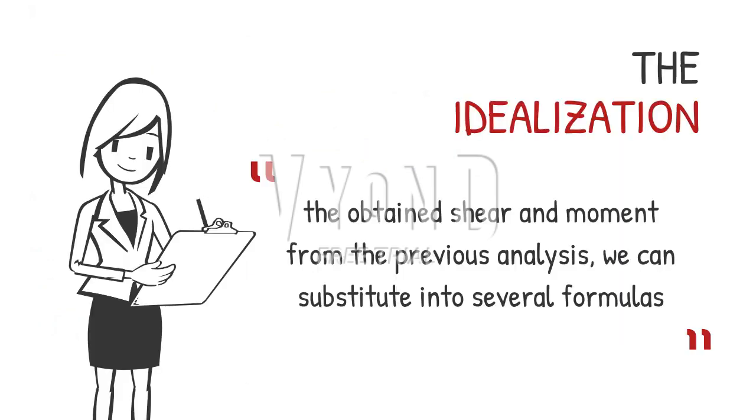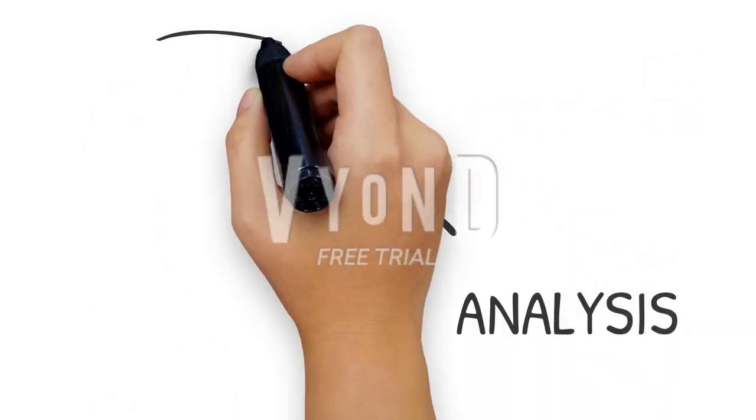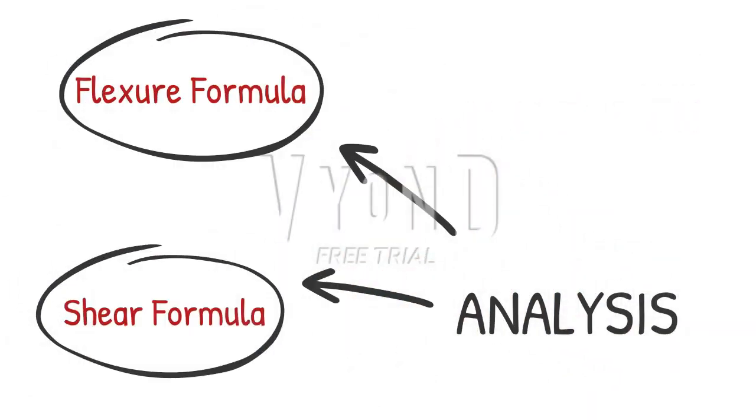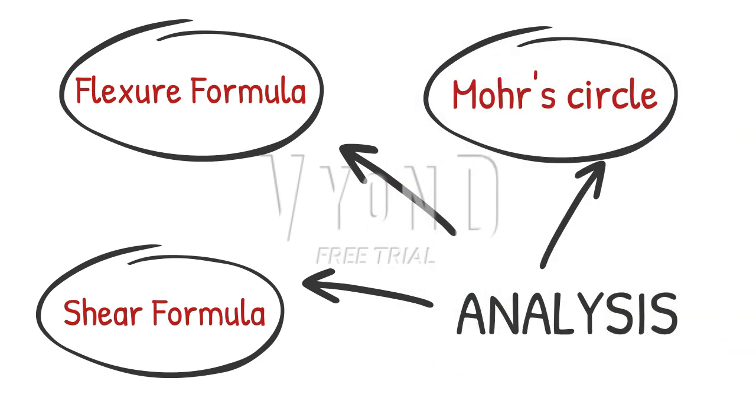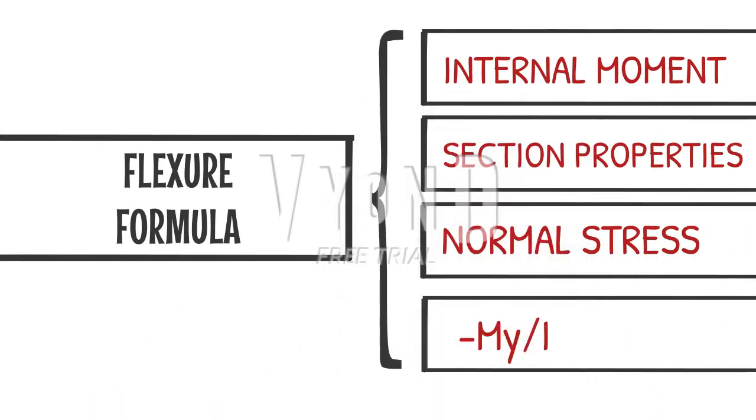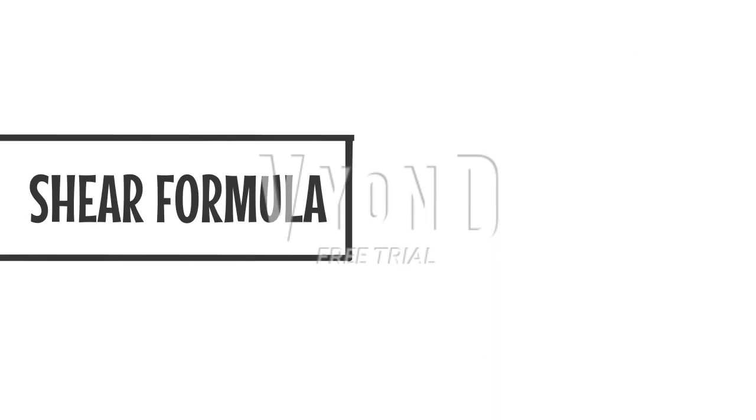The obtained shear and moment from the previous analysis, we can substitute into several formulas. There are two formulas: one, flexure formula, and two, shear formula. And finally, we can do the Mohr's circle. This is the idea for a flexure formula. Meanwhile, this is the idea for shear formula.